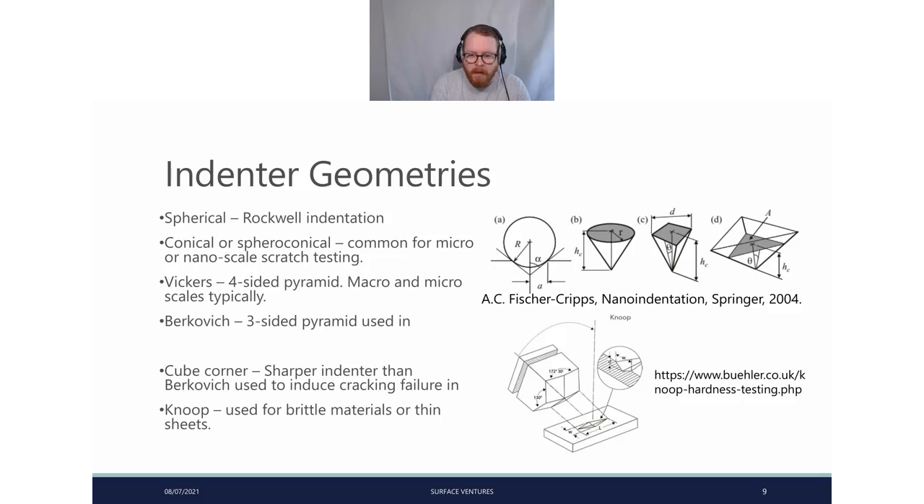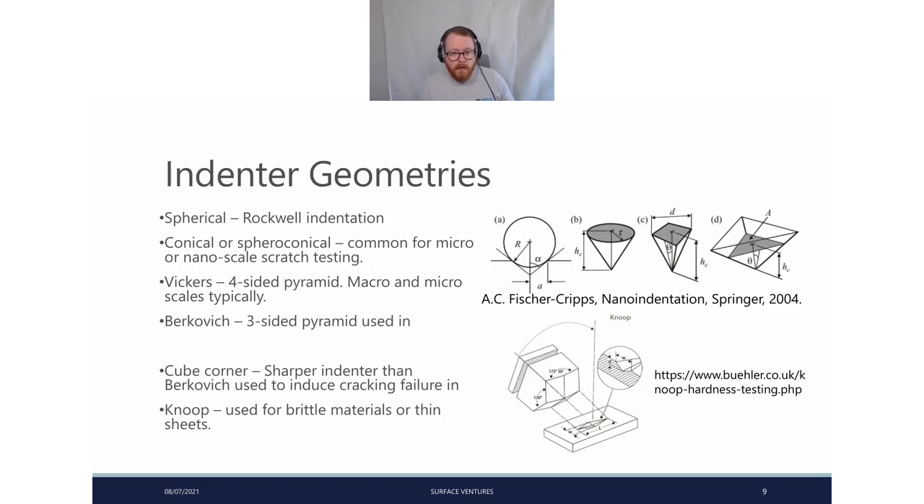Berkovich, so used in nanoindentation. And this is a three-sided pyramid. The reason this is used, why we have a three-sided pyramid, is that it's far easier to finish three sides to the required sharpness. Also, one thing to note is that the Berkovich and Vickers share the same depth to contact area ratio, meaning that you can convert between these two.